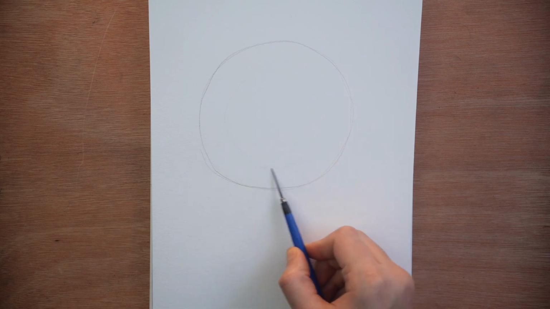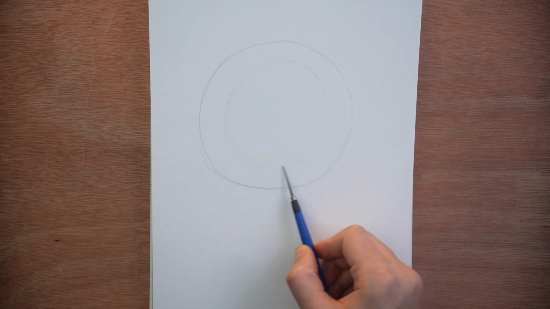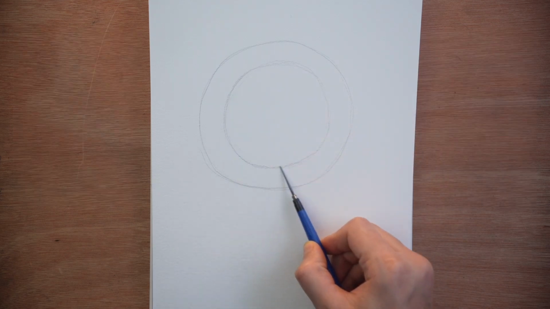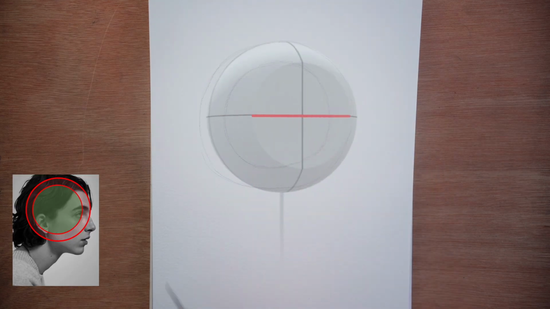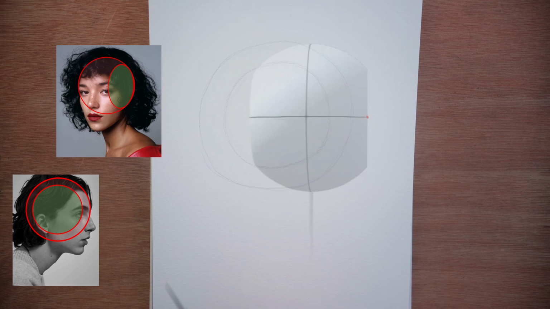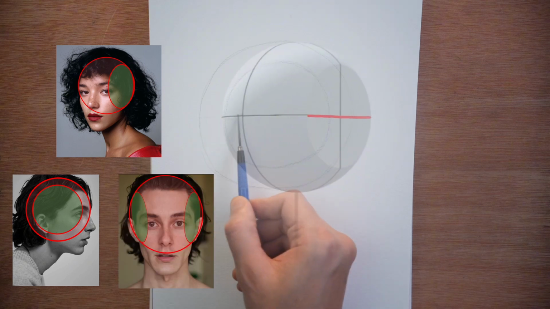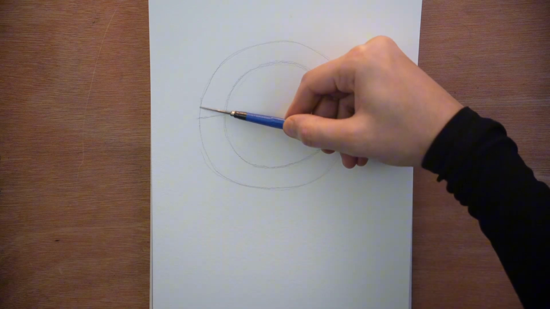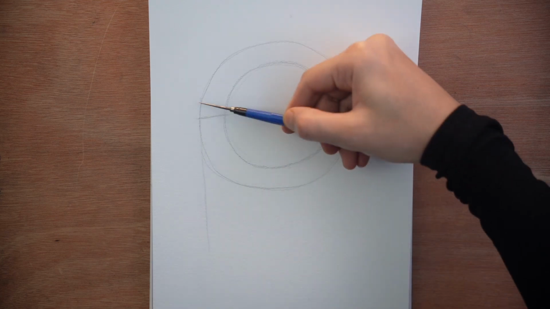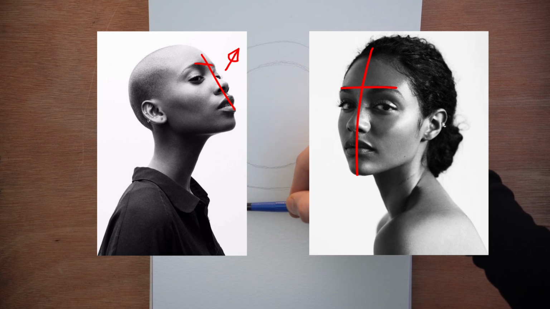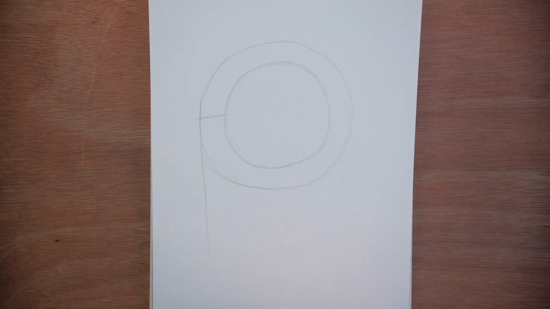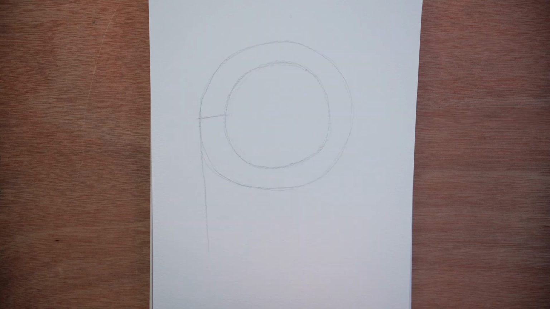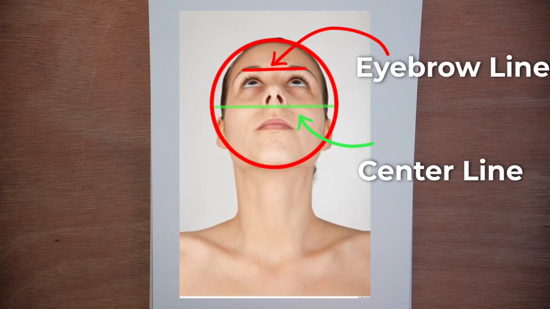The only case where you draw this side circle as a perfect circle is on profile view. When the reference is turning to the front view, you will notice that the side circle becomes an oval and gets smaller and smaller. Now you have to draw the center lines, or like Andrew Loomis called them, the cross of the face. These 2 lines indicate where the head is facing. If the reference is looking down, the eyebrow line will be below the center line, and if it's looking up, it will be above it.